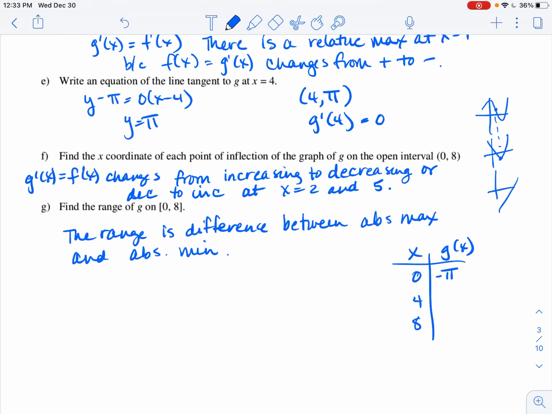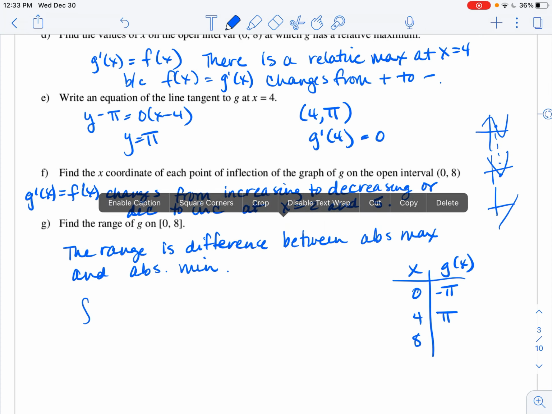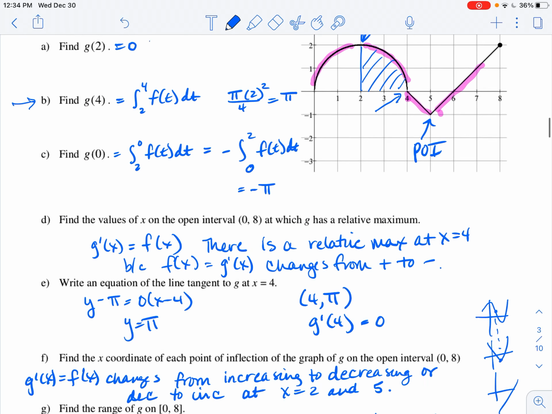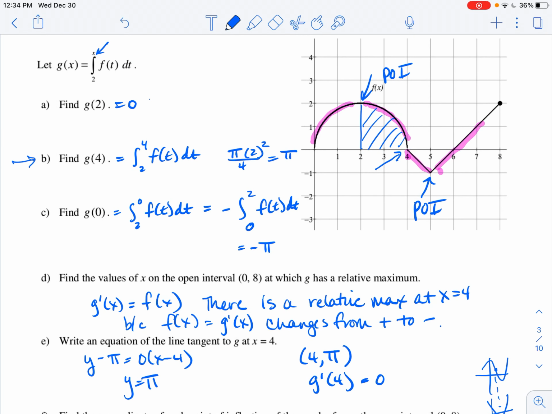And so, let's see, I think we also have g of 4 from above, and that is equal to pi. And so let's go ahead and figure out what the integral from 2 to 8 is, so that I can evaluate this last one. So g of 8 is equal to the integral from 2 to 8 of f of t dt. And let's look at that from 2 to 8.